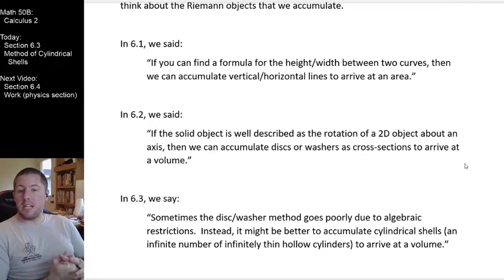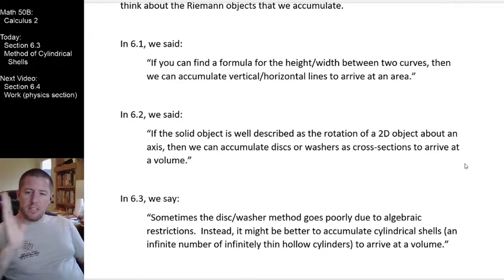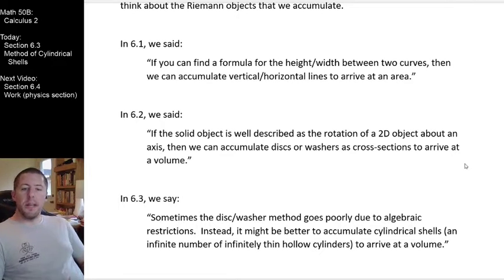But we said if the solid object is well described as a rotation of a 2D object about an axis, then we can accumulate disks or washers, right? And pretty often we end up with vertical stacks of these, but certainly if we're rotating around a horizontal axis, we might want to be accumulating a horizontal stack of vertical disks or washers. Then we can accumulate those two-dimensional disks or washers as cross sections to arrive at a volume, right? So accumulating a lot of two-dimensional area pieces gets us to a three-dimensional piece of volume.